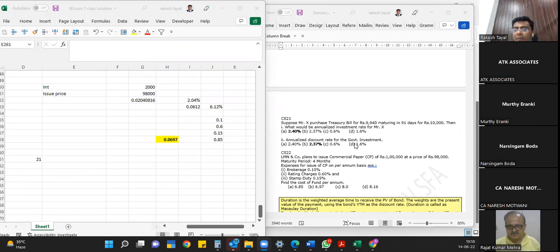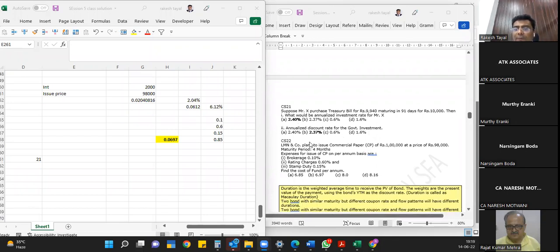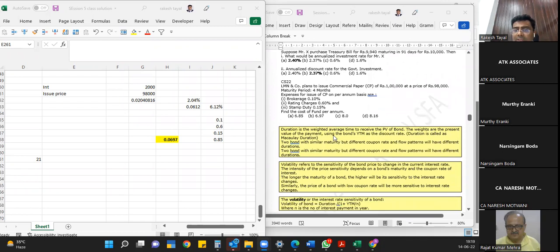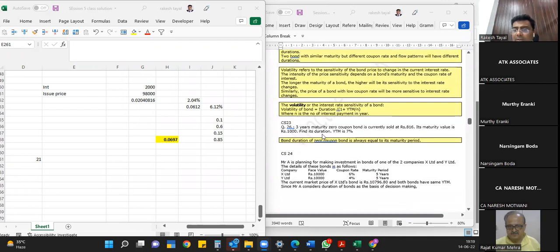So suppose Mr. X treasury bill for rupees 9940 maturing in 91 days. This we have done already, right? This case study we have done in the morning. 2.44 and 2.40 answer is coming. This we have done. Now this is the one, 3-year maturity zero coupon bond is currently sold at 816. Its maturity value is 1000. Find its duration. YTM is 7%.